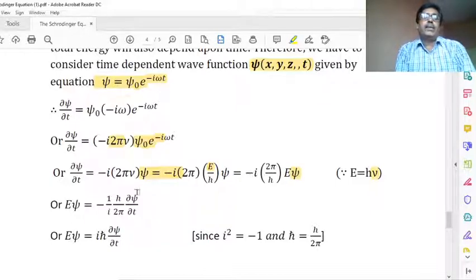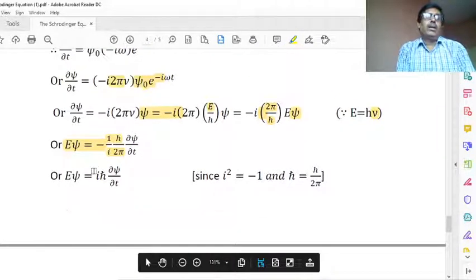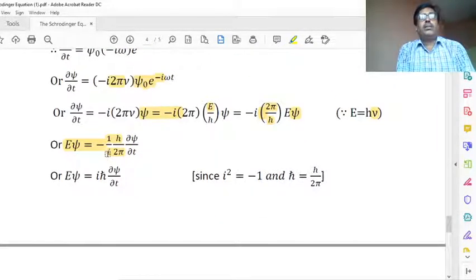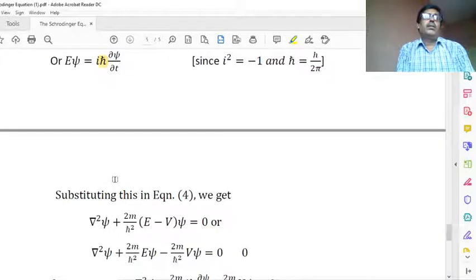So E psi is equal to, see here, E psi. This minus i is taken this side, which means we change the side of this whole term. We can write like here. And i is in the denominator, and this minus 1 means i square, so one i will be cancelled out. We can write i here, and h by 2 pi, again I am saying this is h cross, and del psi by del t. Now we are clear that E psi is equal to this one.